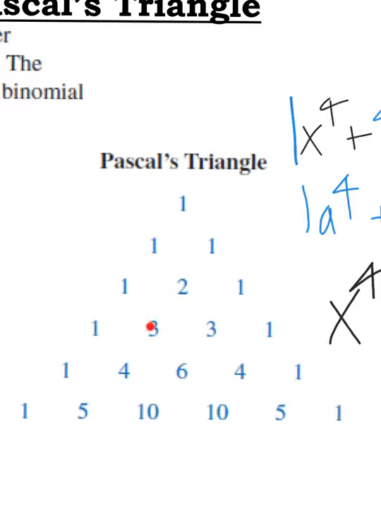Then I did 1 plus 2 is 3. Well, I didn't do it, he did it. 2 plus 1 is 3, and nothing plus 1 is 1, 1 plus nothing is 1, nothing plus 1 is 1, 1 plus 3 is 4, 3 plus 3 is 6, 3 plus 1 is 4, 1 plus nothing is 1. You getting the picture now?